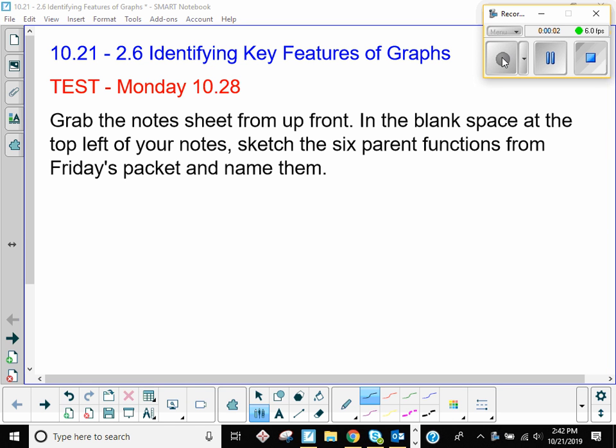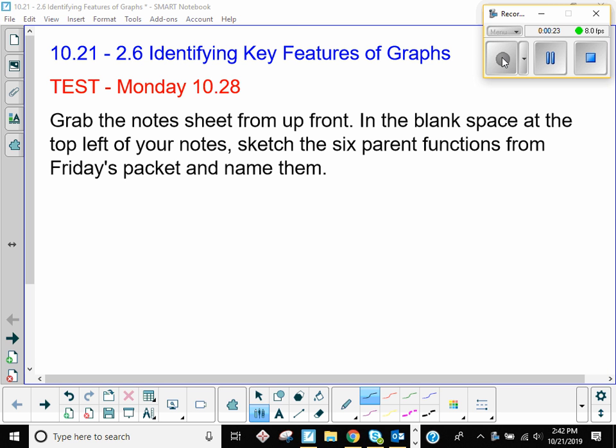So here are the 6 basic parent functions, and we're going to be working with these all week. We're going to be doing transformations of them. Now, we're not actually transforming anything today. Instead, what we're going to be doing is looking at graphs that have already been transformed, meaning they've been shifted or rotated or whatever, and we're going to pick off pieces of valuable information from them, okay, key features.